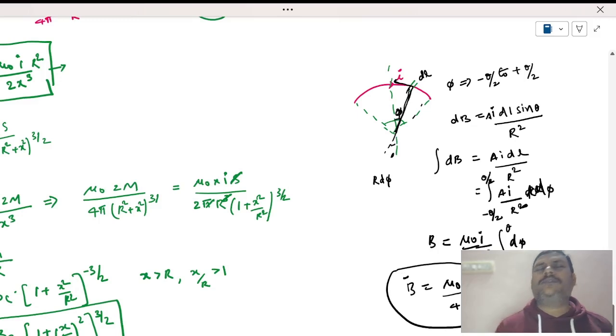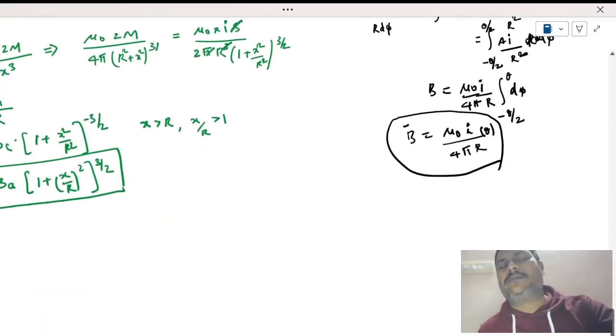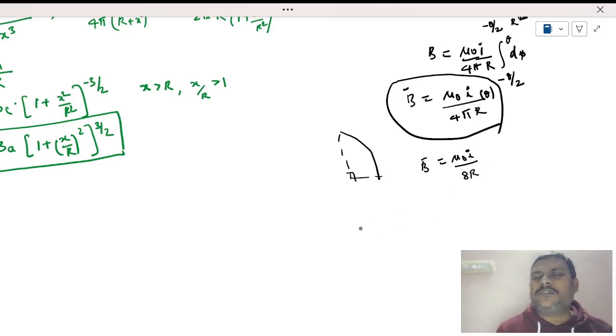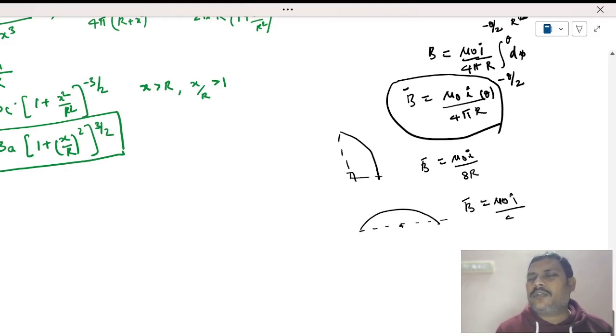This is the field due to an arc. For a semicircle, substitute theta as pi. For an arc of any shape with 90 degrees, theta is pi by 2, so the field is mu naught I by 8 r. For a semicircle at the center, theta is pi, pi cancels, and B is equal to mu naught I by 4r.